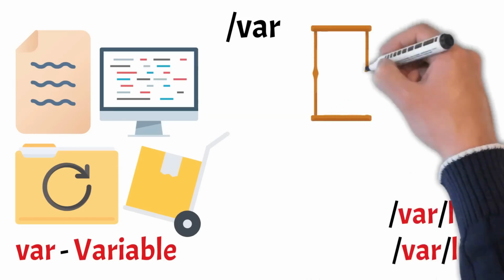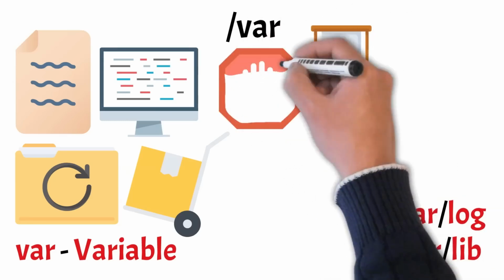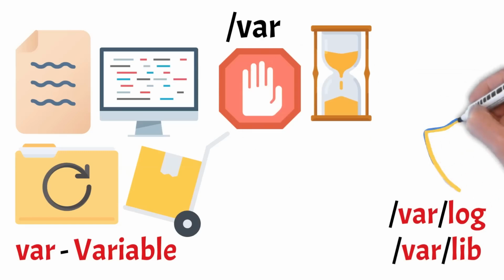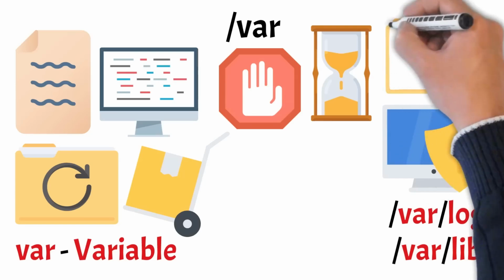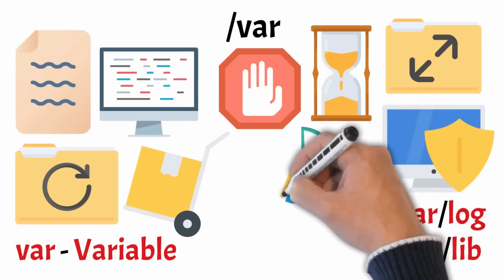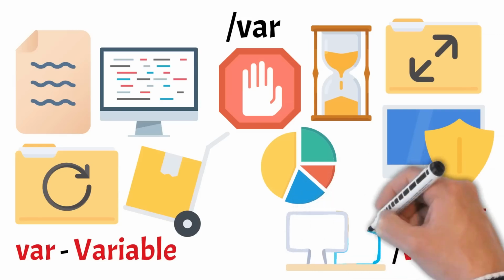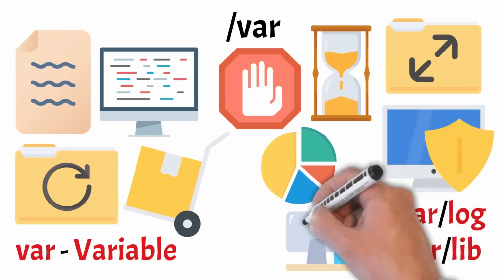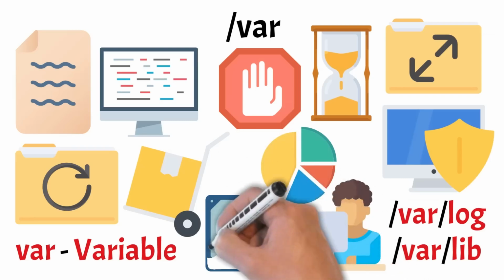Because it stores data that reflects the system's behavior over time, var can contain sensitive information and should be properly protected, especially on multi-user or server setups. Since these files can expand significantly, this directory is often placed on its own partition in server setups to avoid filling up the root file system. Regular users rarely need to touch this directory directly, but understanding its role helps with troubleshooting and managing disk space.